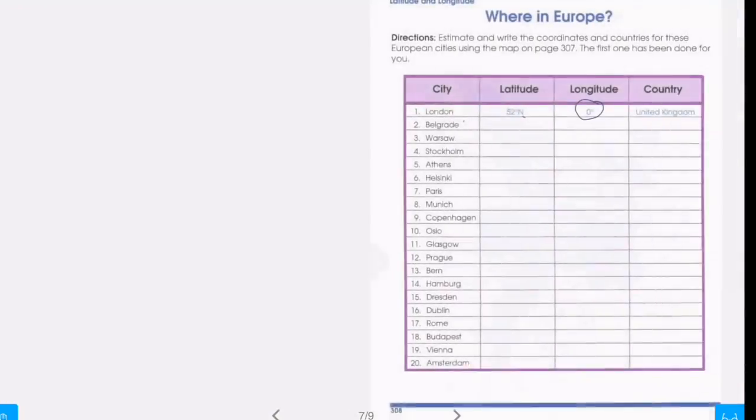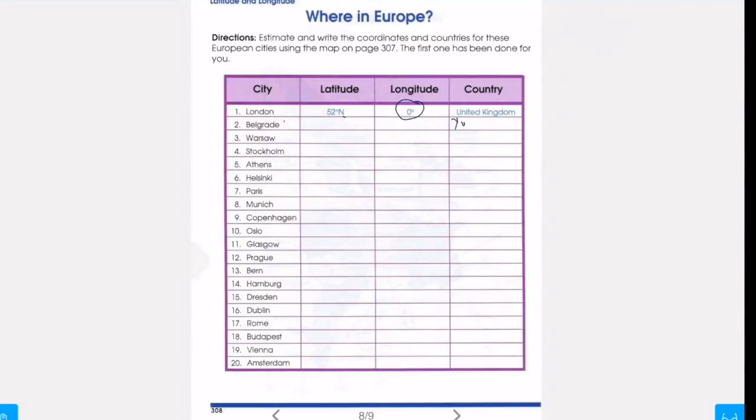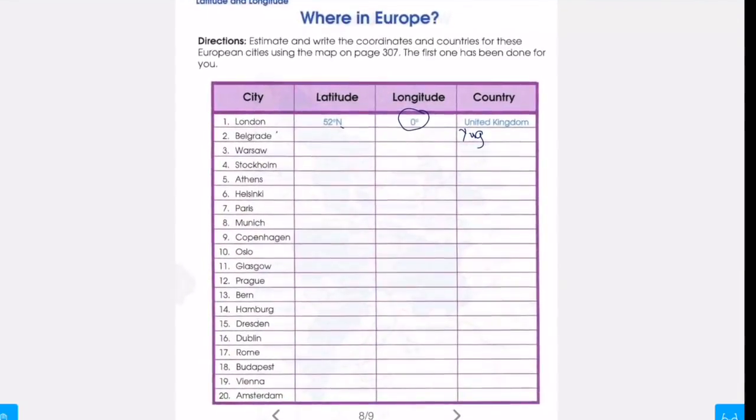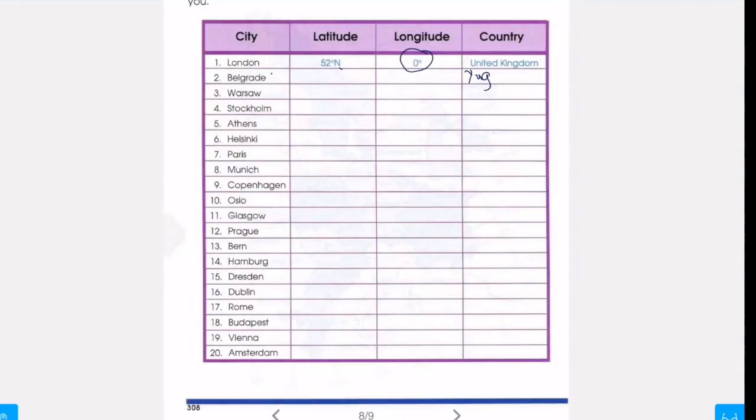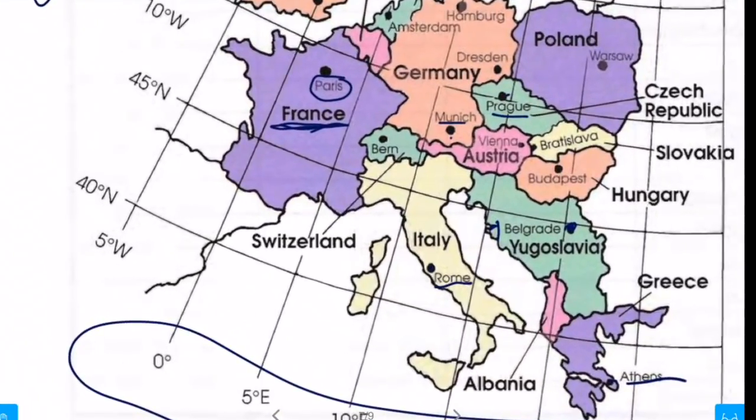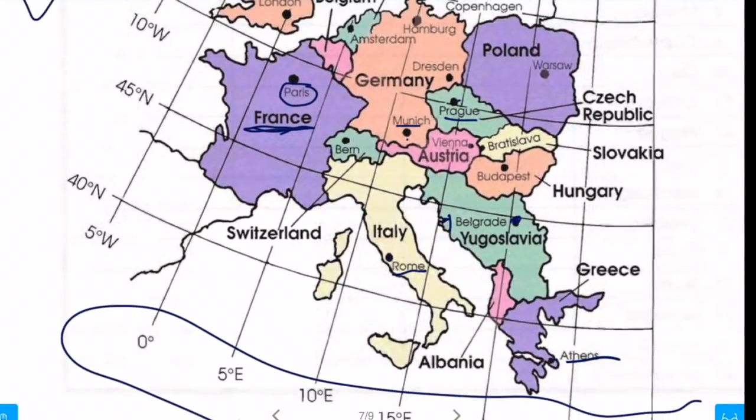So I'm going to write on my sheet, Yugoslavia. And then I'm going to go back and look for the longitude and the latitude. This is a good time, if you didn't spell Yugoslavia before, to write down Yugoslavia.